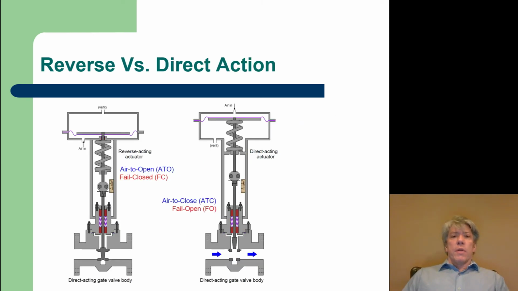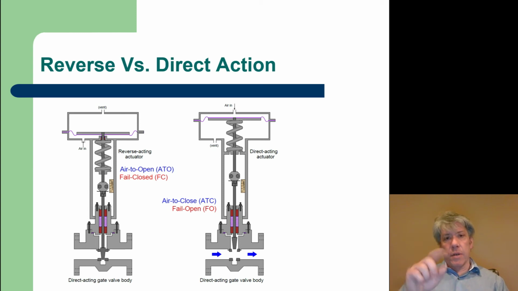Now, reverse versus direct action is an important concept. It has to do with whether gains are positive or negative. What's shown here is two cross sections of two different valves. They're both control valves. And the way they work, in the upper actuator, you can introduce air into the bottom on the left-hand side of the diaphragm and push it up, which pulls the stem up, which pulls the stopper there and the valve at the bottom up and allows more flow through.